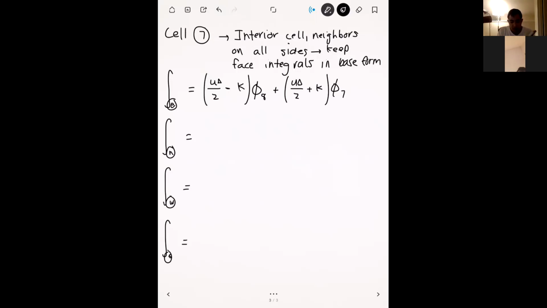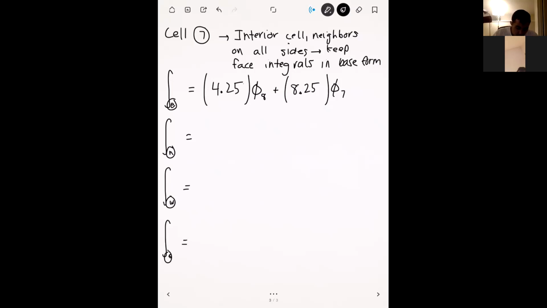Let's go ahead and plug in the numbers. For u delta divided by 2 minus k, u is 50 times 0.25 divided by 2 minus 2. This is 4.25. Then u delta, 50 times 0.25 divided by 2 plus k, is 8.25. And so that's the first equation there.